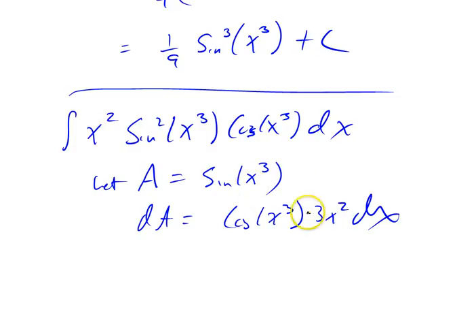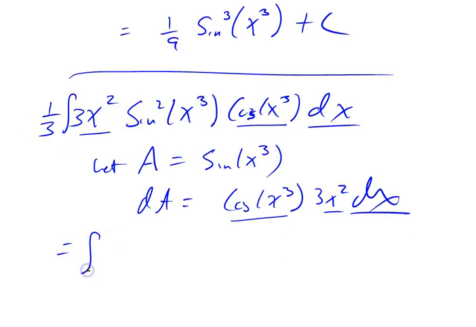I see I've got a cosine x squared dx. There's my cosine of x cubed times x squared dx. I'm just missing the 3. So throw a 3 in, take the 1/3 out here. And so this becomes an integral, 1/3 out in front.